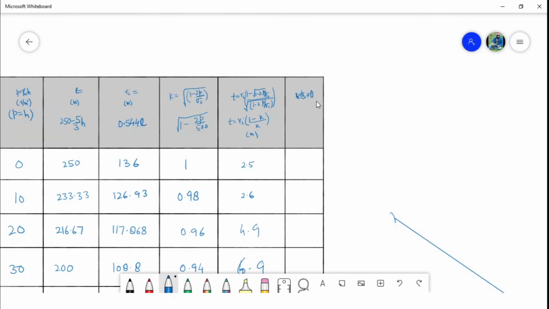And finally the external radius RE is equal to Ri plus T. So here Ri is this and T is this. So we will add both these columns and we'll get the external radius.